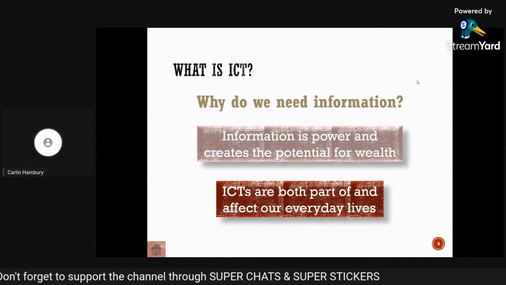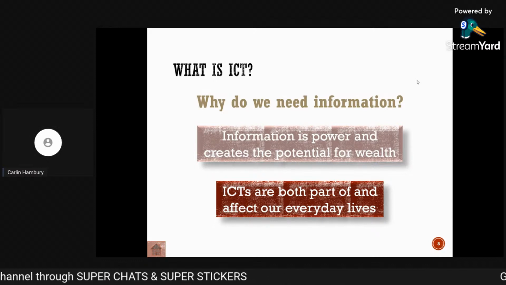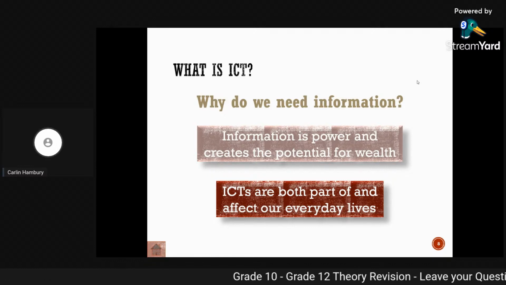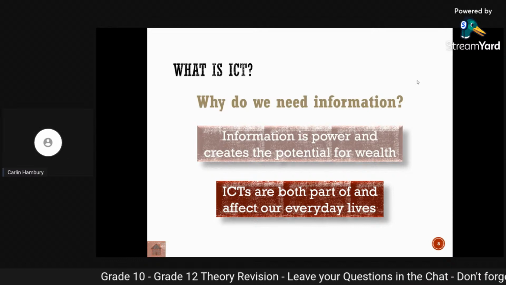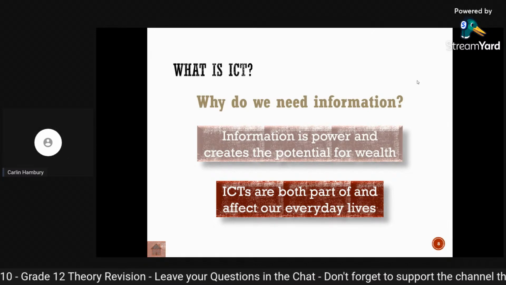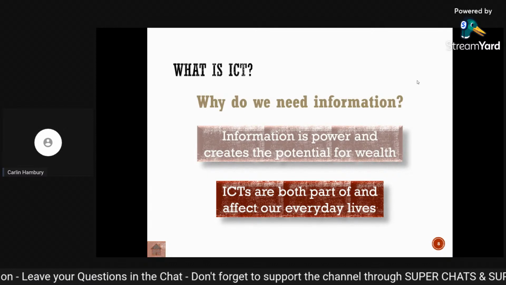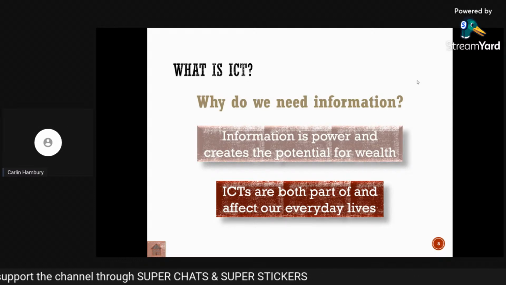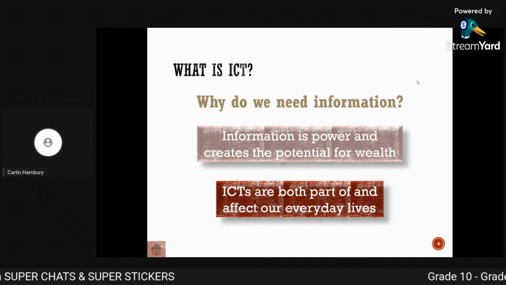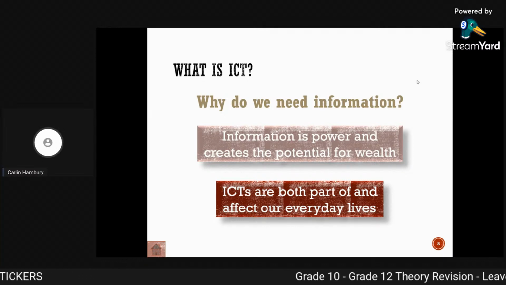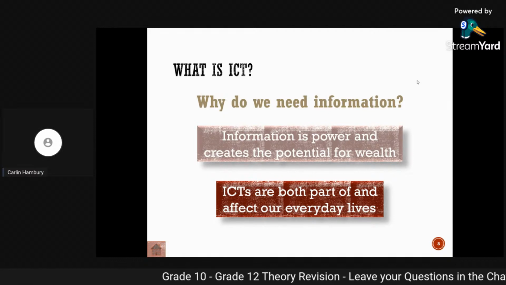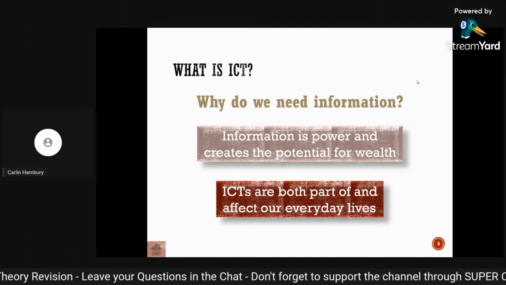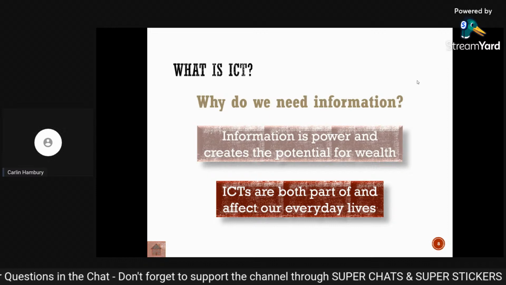Okay, so with ICT, we're asking, why do we need information? Well, information is power, and it creates the potential for wealth. People make decisions based on information. So ICTs play a massive role in our lives and affect our everyday lives. I mean, when we think of just driving down the road, our shops, the robots, the traffic lights that are in the road, those things are all part of ICT. You go into a shop, you can swipe, you can go to a machine that can see to your coffee and things. You go and pay. The cashier scans things. So you've got all these different options and all these different things that are happening all around us, with us each and every day.